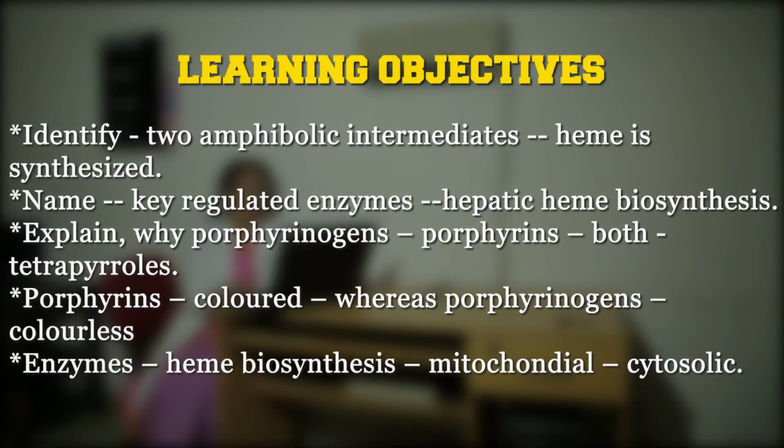So the learning objective: identify the two amphibolic intermediates from which heme is synthesized, and at the end of this session everyone should be able to name the key enzyme of hepatic heme biosynthesis. Everyone should also be able to explain why porphyrinogens and porphyrins are both tetrapyrroles, and porphyrins are colored, whereas porphyrinogens are colorless.